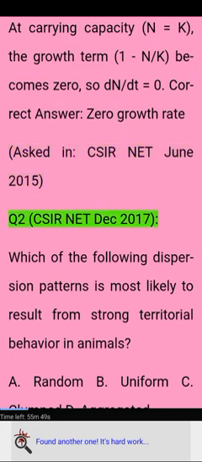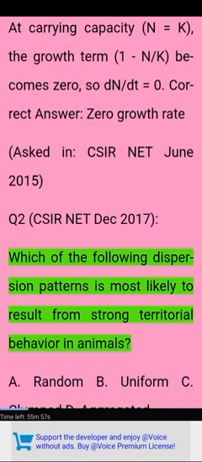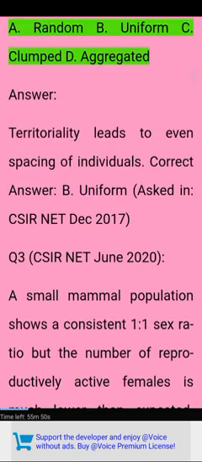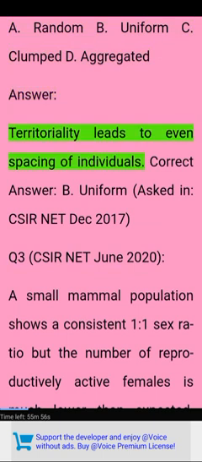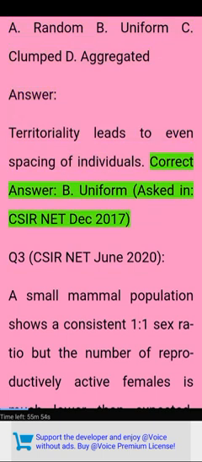Q2, CSIR NET Dec 2017. Which of the following dispersion patterns is most likely to result from strong territorial behavior in animals? A, random; B, uniform; C, clump; D, aggregated. Answer: territoriality leads to even spacing of individuals. Correct answer: B, uniform. Asked in CSIR NET Dec 2017.